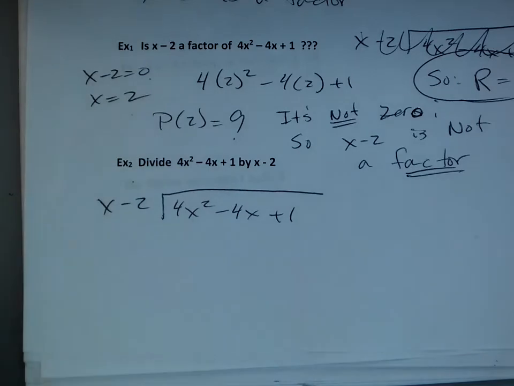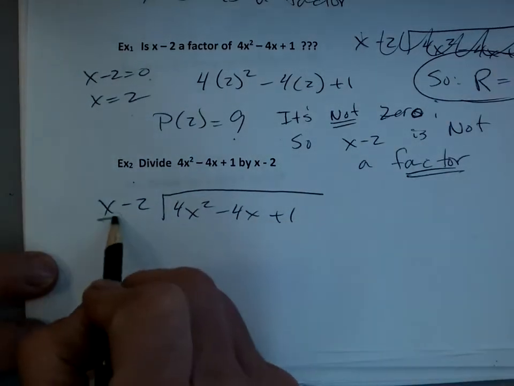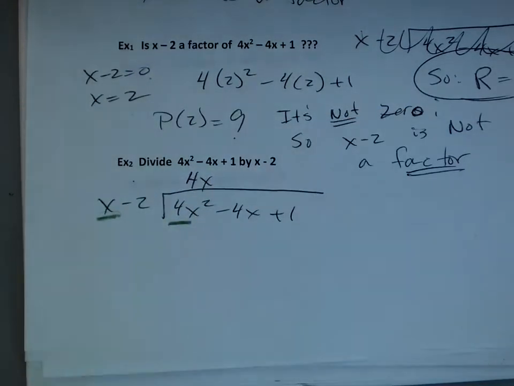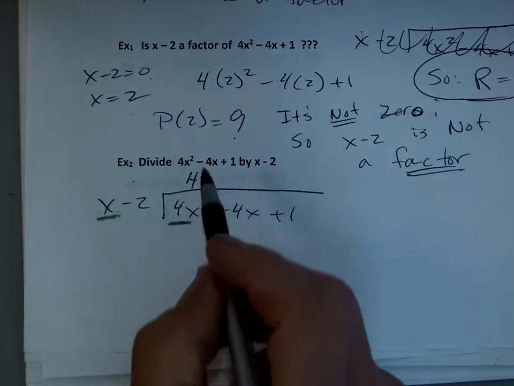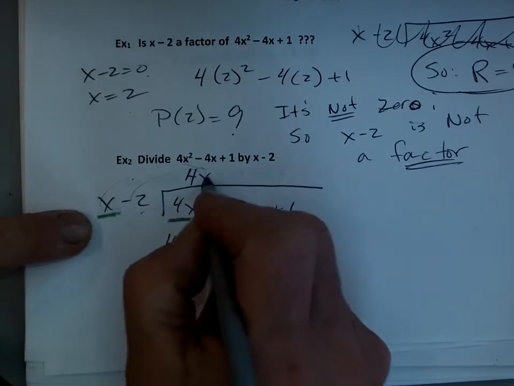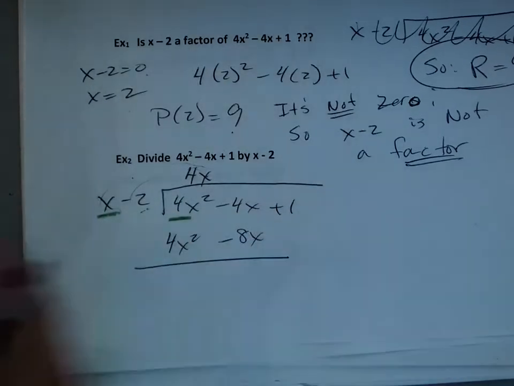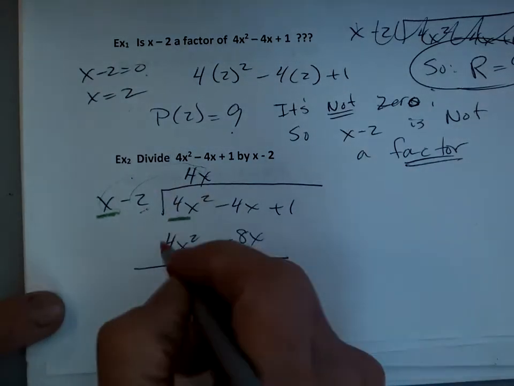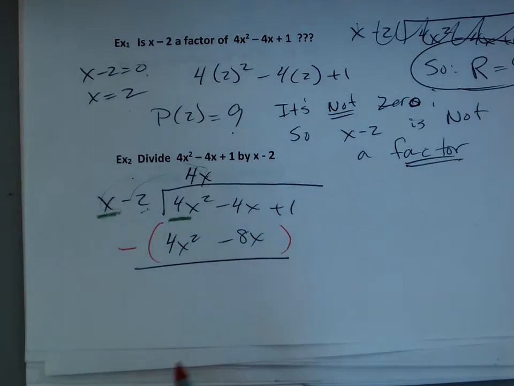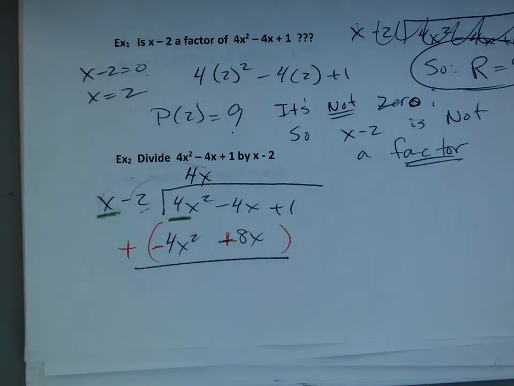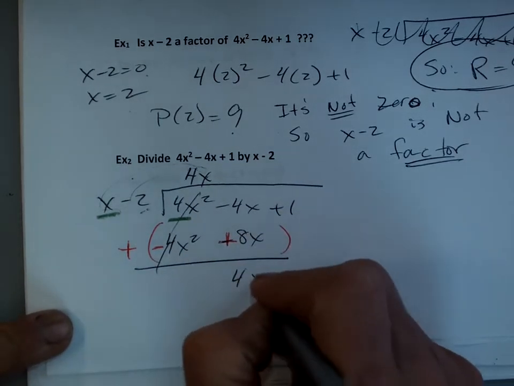All right, so x goes into 4x squared 4x times, okay? And I'll multiply that times that times that. 4x squared minus 8x, right? What I do is I don't really subtract, but I add a negative. Does that make sense? I will add a negative because that's the same thing as subtracting, right? Add a negative, and so then that cancels. I'm left with a positive 4x plus 1.